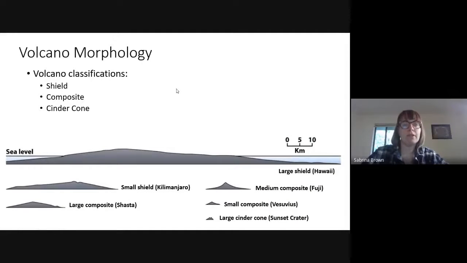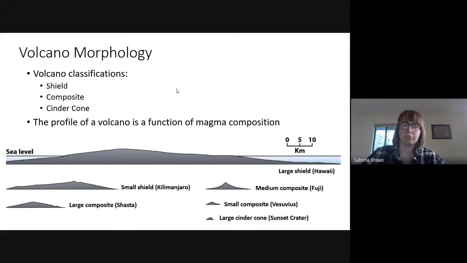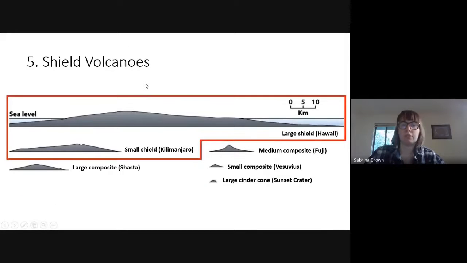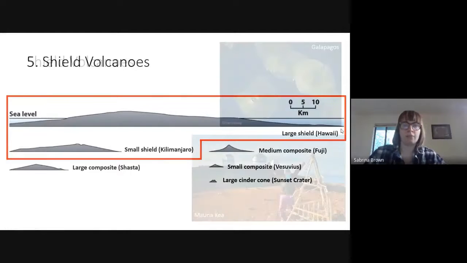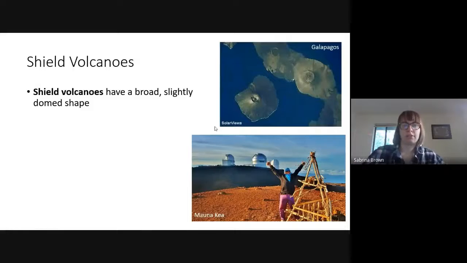All right, so when we're thinking about volcanoes, we have 3 different classifications of volcanoes. We have shield, composite, and cinder cone. The way that a volcano looks, the side view of a volcano, is a function of magma composition. So going back to that viscosity, what the magma is made up of, how viscous it is, creates these 3 different types of volcanoes. So first, let's talk about shield volcanoes. Shield volcanoes are named because they look a bit like a warrior shield if you look at them from the side. They have this broad, slightly domed shape.